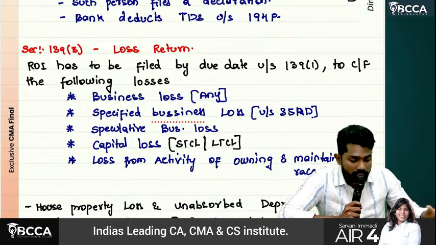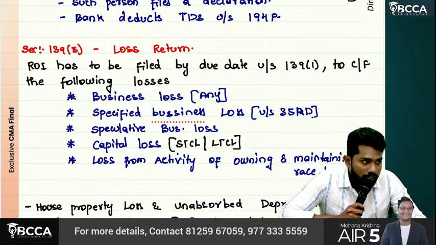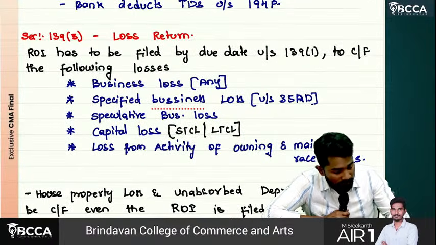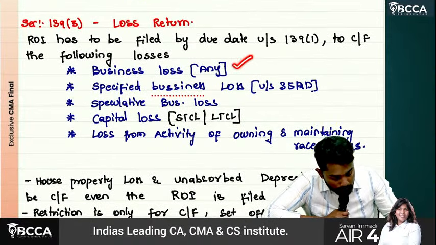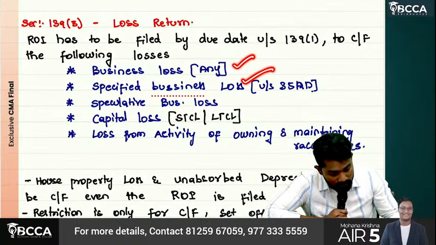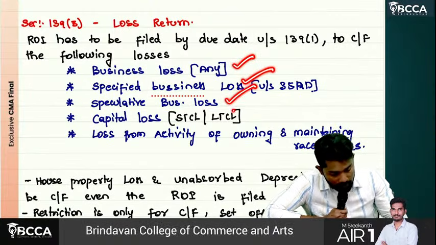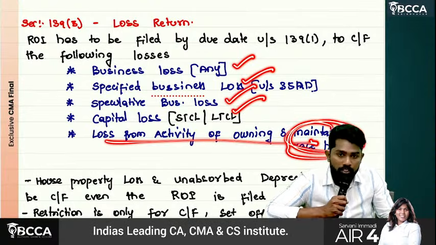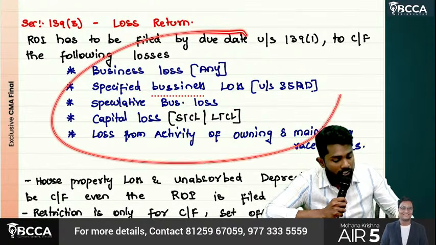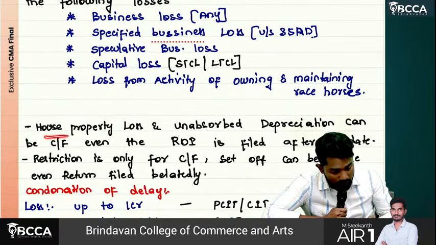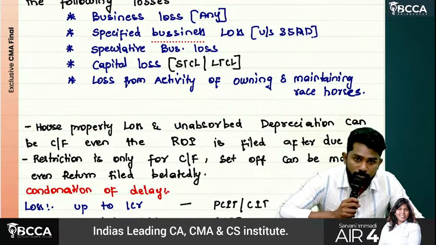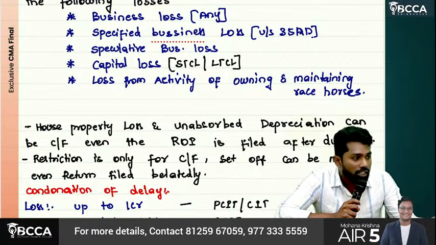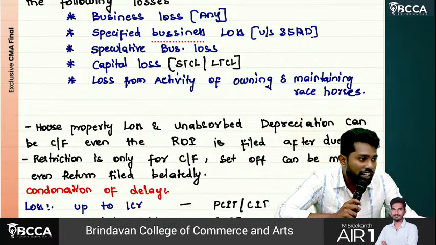But to carry forward that, you need to file a loss return. So by filing the loss return only, you can carry forward business loss, specified business loss, speculative business loss, capital loss, and loss from the activity of owning and maintaining racehorses. Even without filing a return, you can carry forward house property loss and unabsorbed depreciation. House property loss and unabsorbed depreciation can be carried forward irrespective of whether the return is filed or not.